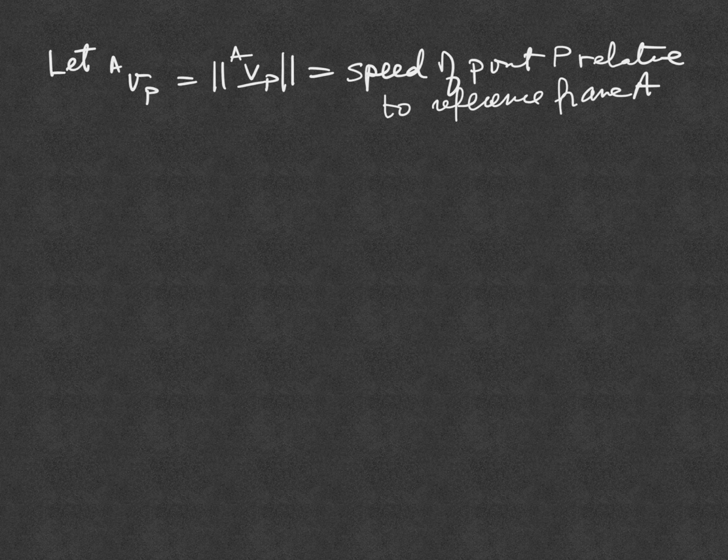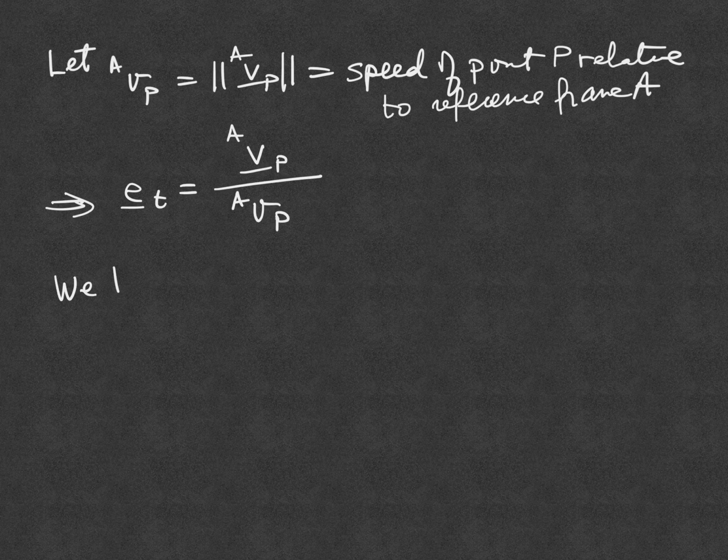So if we use the speed, we can write the tangent vector is equal to the velocity of point P as viewed by an observer in A divided by the speed, where the speed is the magnitude. Now, once we have this vector, we know a couple of things. So we know that E sub t is a unit vector.